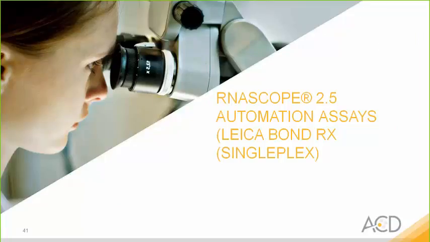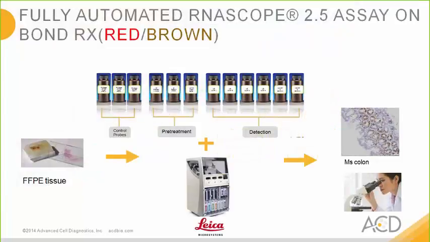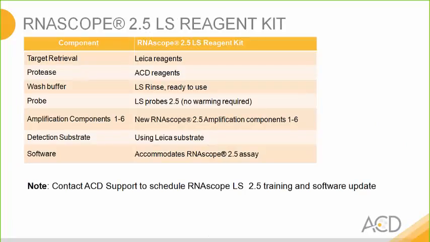Also available for the automation assays is the LEICA Bond RX. Here we'll talk about the singleplex assays, in which you can run either a singleplex red or brown assay, fully automated on the instrument. Again, LEICA provides the target retrieval as well as the refined kits for detection substrate, and ACD will provide the protease, wash buffer, your custom target probe, and the amplification components.